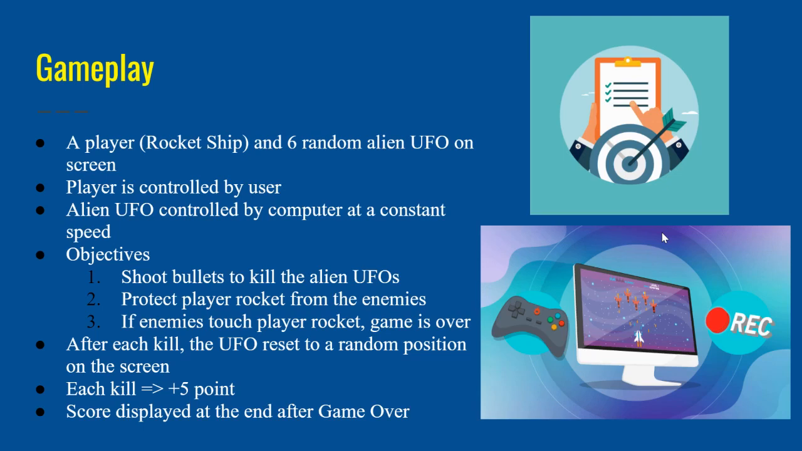There are several objectives in the game. The main objective is that you're supposed to kill these alien UFOs by shooting bullets from your rocket ship while making sure that the enemies do not touch your rocket ship, because if they do, the game is over and your rocket collides. After each kill, the UFOs are not going to disappear. They're just simply going to reset to a random position on the screen at the top, actually. And each kill will result in the increment of your score by 5 points. The score is going to be displayed at the end after the game is over.